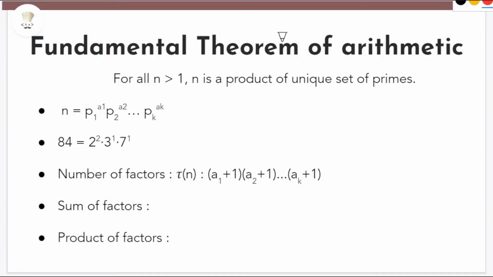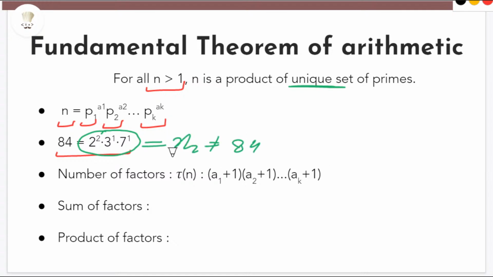So the fundamental theorem of arithmetic says that for all n greater than 1, n is a product of a unique set of primes, right? So what it says is that we can write n as p1 to the power a1, p2 to the power a2, up until pk to the power ak for all n greater than 1, right? Example is 84. 84 can be written as 2 square into 3 to the power 1 into 7 to the power 1. What the term unique says is that this kind of configuration that we have here will not be equal to some n2 which is not equal to 84, right?